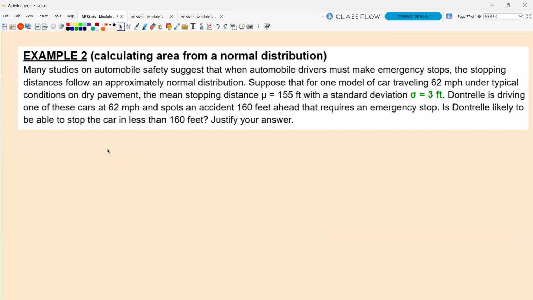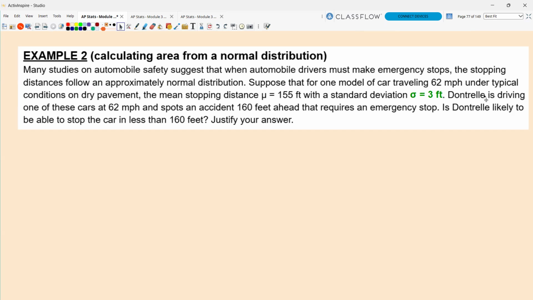Many studies on automobile safety suggest that when automobile drivers must make emergency stops, the stopping distances follow an approximately normal distribution. Suppose that for one model of car traveling 62 miles per hour under typical conditions on dry pavement, the mean stopping distance, mu, equals 155 feet with a standard deviation of sigma equals 3 feet. In your book, it doesn't have the number, so it should be 3 feet.